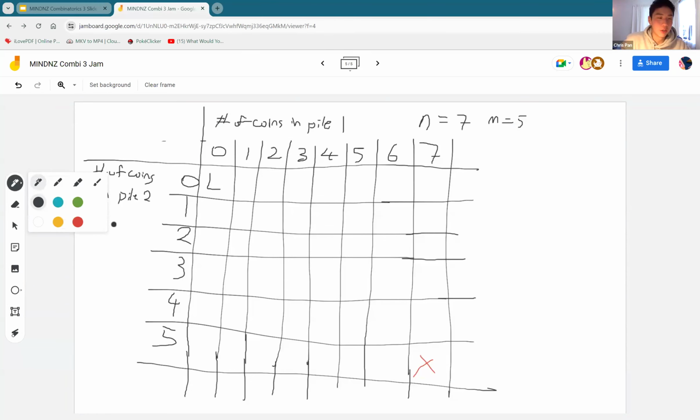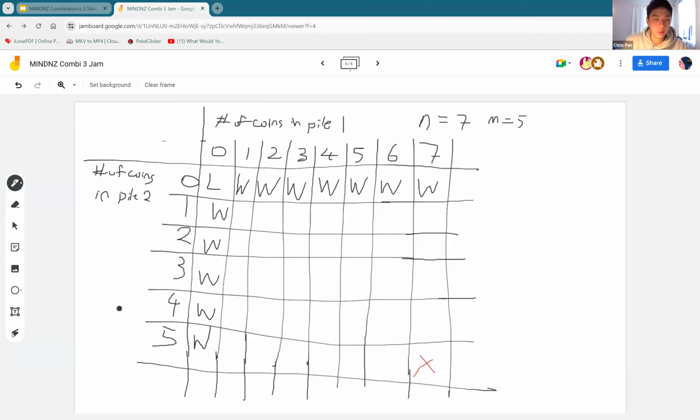So what would the game state look like for these squares? Yeah, it'll be a win. And it's a win because you can just take all the coins and leave your opponent with nothing. In other words, from any of these squares you can move into a losing position, the 0, 0 position. You can always move into here, so therefore it must be a win for you.